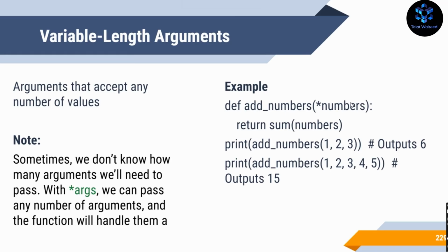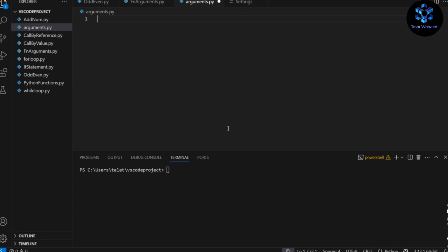Next, let's see what is variable length argument. Okay, in variable length argument, arguments accept any number of values. Okay, sometimes we don't know how many arguments we will need to pass. With args we can pass any number of arguments and the function will handle them. Okay, so let's open your editor.